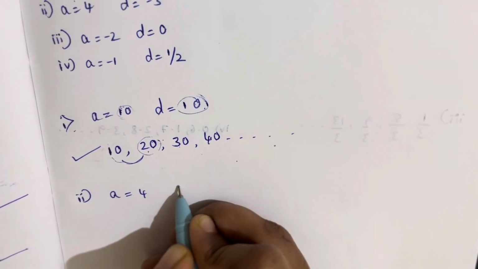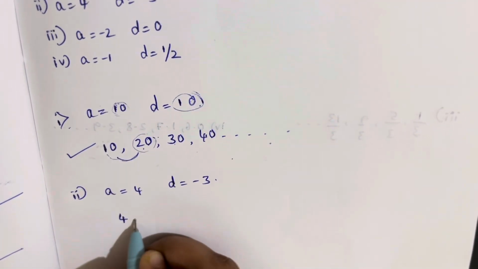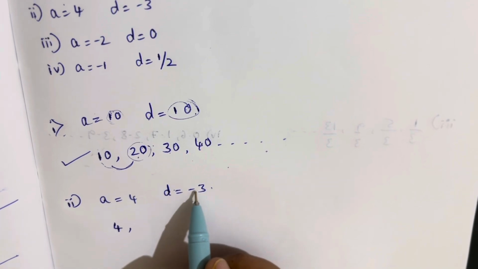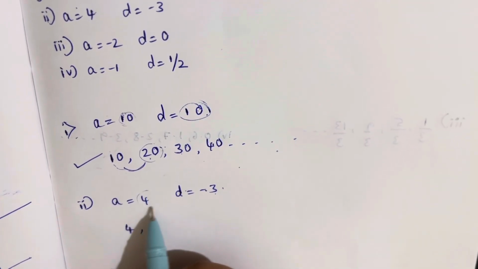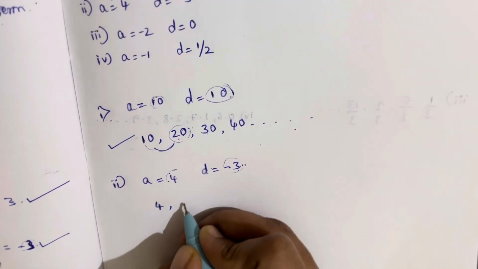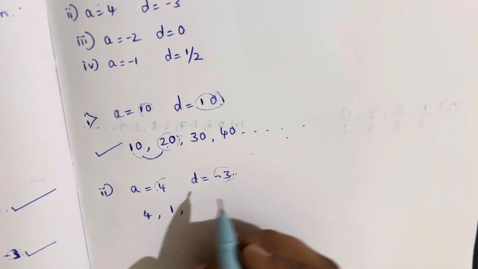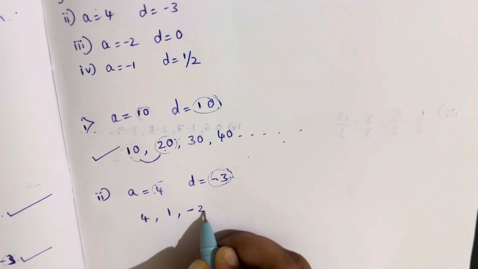A is equal to 4 and D equal to minus 3. Here our first term is 4. Now the common difference is minus 3. What we have to do? We have to add this difference to this number. 4 minus 3, it will be 1. Then we have to add this number. 1 minus 3, it will be minus 2.